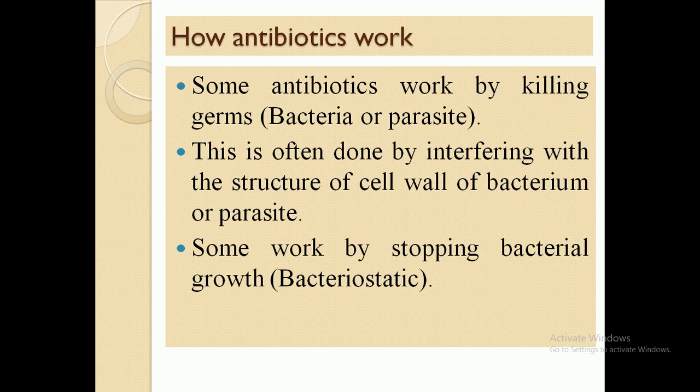So how do antibiotics work? There are some antibiotics which work by killing the germs, bacteria, or parasites, which I have already explained in detail. Certain antibiotics can kill microorganisms, so they come under the category of bactericidals, or you can say broad-spectrum antibiotics, meaning they have a wide range against certain pathogens and microorganisms. This is often done by interfering with the structure of the cell wall of bacteria or parasites.